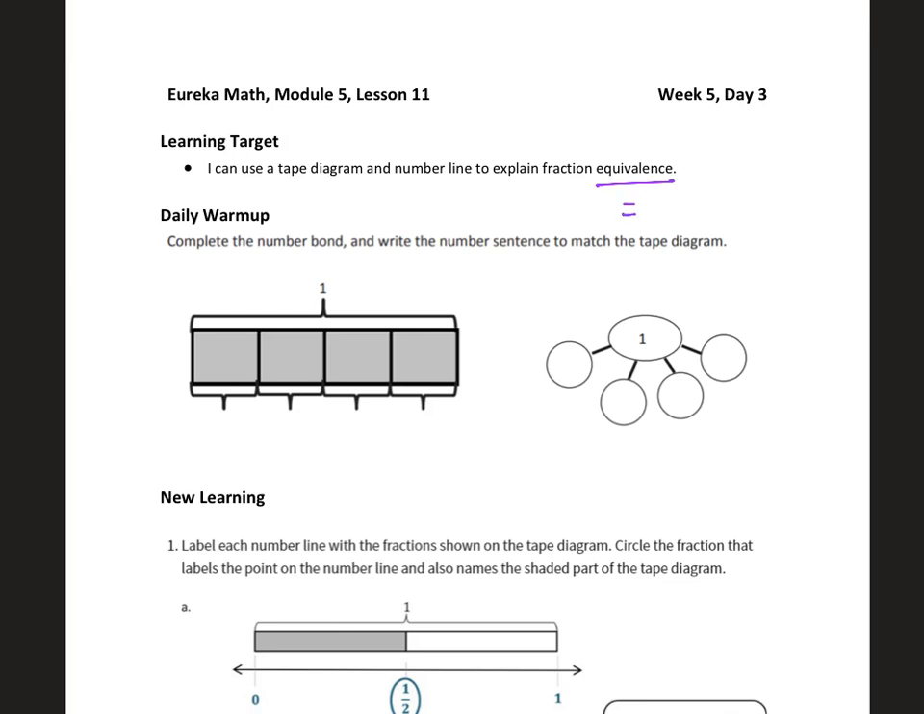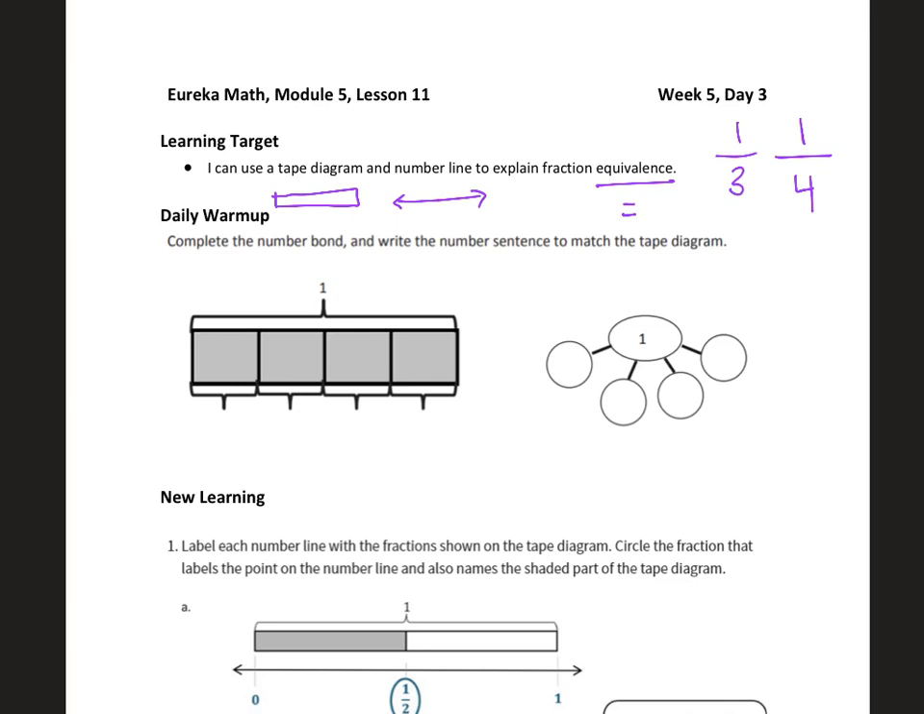All right, and then we know that we're going to be using a tape diagram and a number line. Okay, so for our daily warm-up, complete the number bond and write the number sentence to match the tape diagram. So here we're just reviewing decomposing a fraction into unit fractions. Remember, unit fractions are fractions that have a 1 as the numerator, like 1/4, 1/3, and so on.